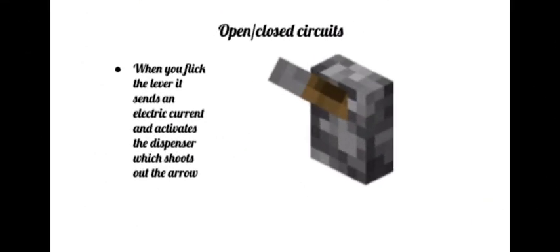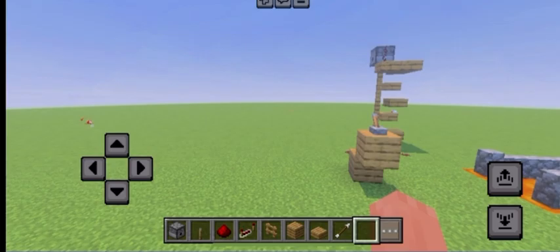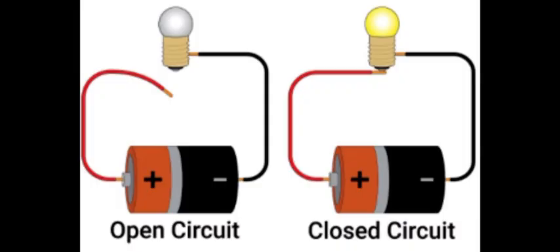Our next topic is open and closed circuits. When you flick the lever, it sends an electric current and activates the dispenser, which shoots out the arrow. An open circuit is when the lever is in the off position and the redstone is not activated. And a closed circuit is when the lever is in the on position and the redstone is activated, sending electricity to the dispenser, which shoots out the arrow.